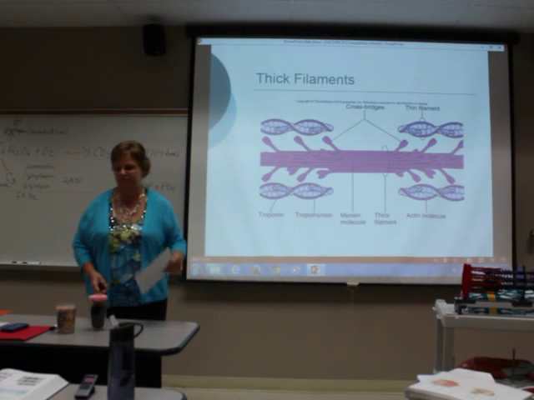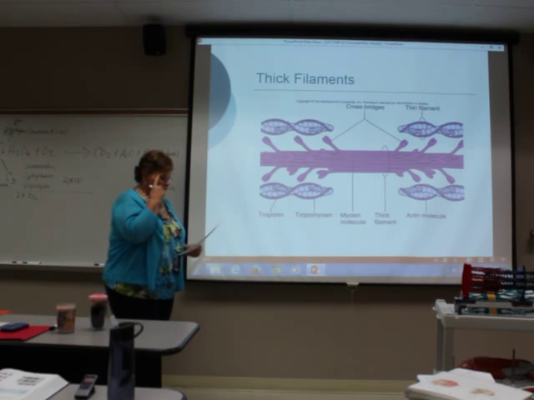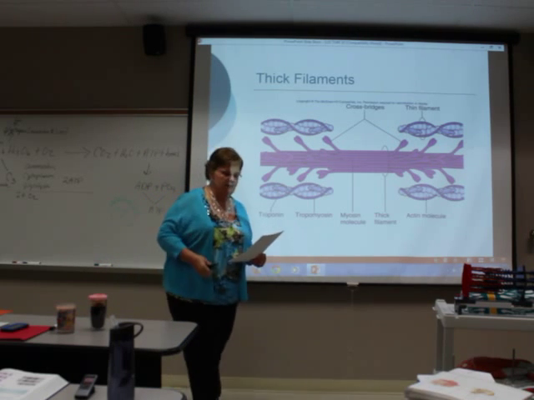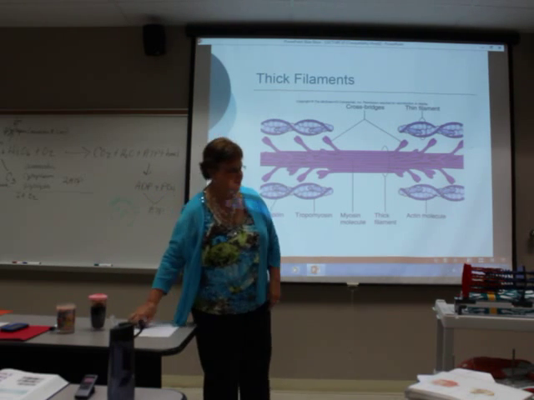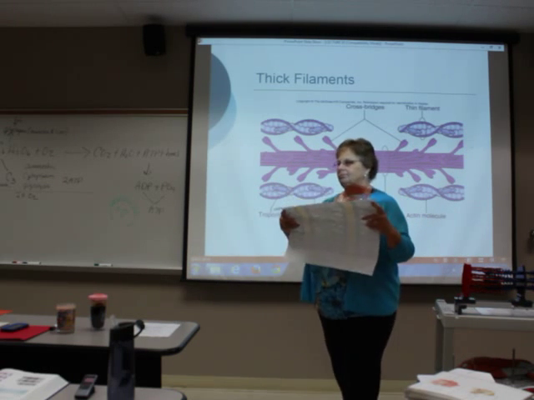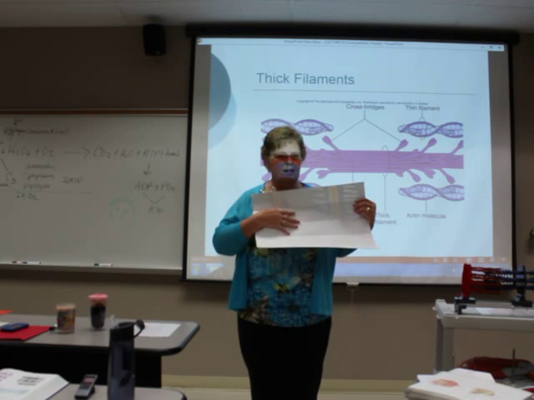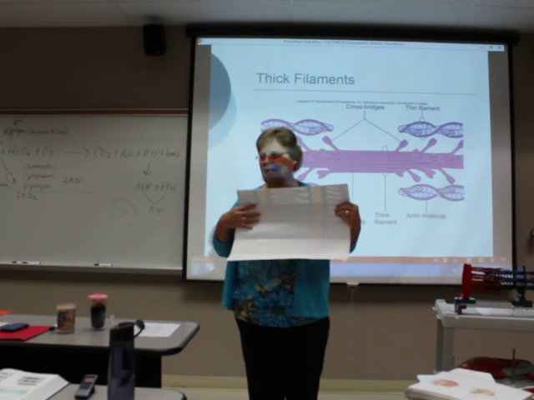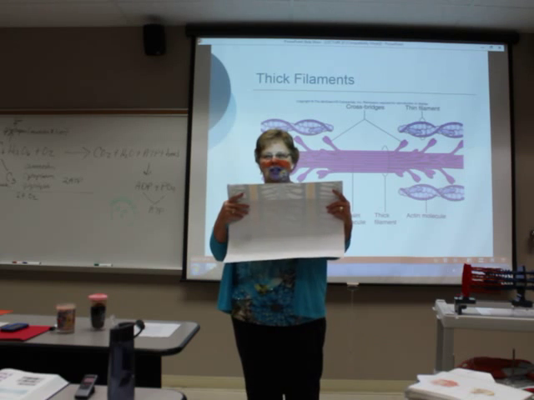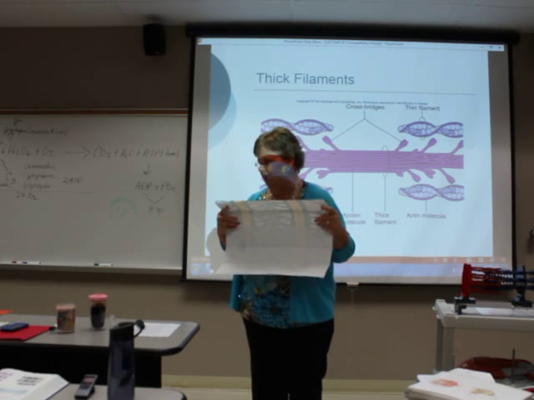Third protein. Dystrophin. A rod-shaped muscle protein that is found inside the muscle cell membrane. What's a muscle cell membrane called? Sarcolemma. He's inside of here. And what does he do? He protects a muscle cell from overexerting itself.